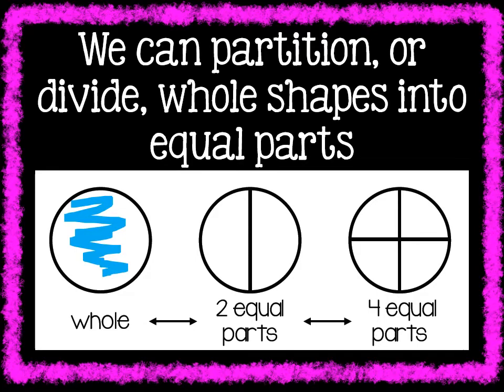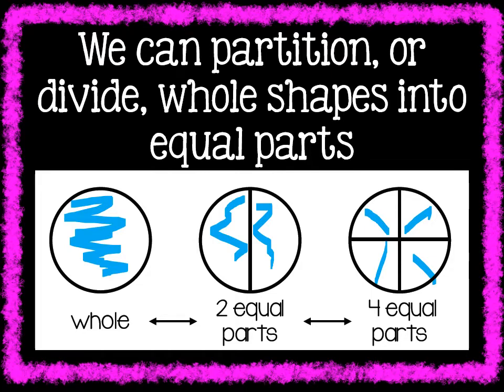Next, we have a circle that's partitioned or divided into 2 equal parts. 1, 2. And last, in this example, we have one that's partitioned into 4 equal parts. 1, 2, 3, 4. What I want you to notice about this is that when we partition or divide shapes into equal parts, we do just that. We make sure that the parts that we make are equal. All of the parts are equal. If you look at the 2 examples on the right, the 2 equal parts and the 4 equal parts, those are all the same shape and they're all the same size.